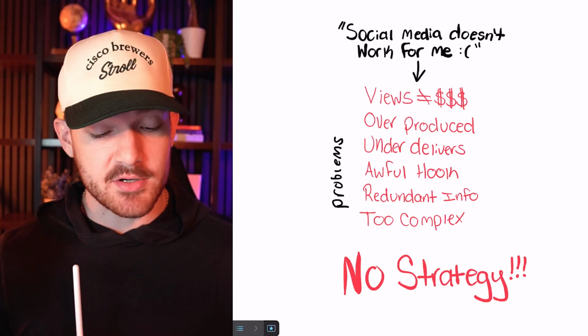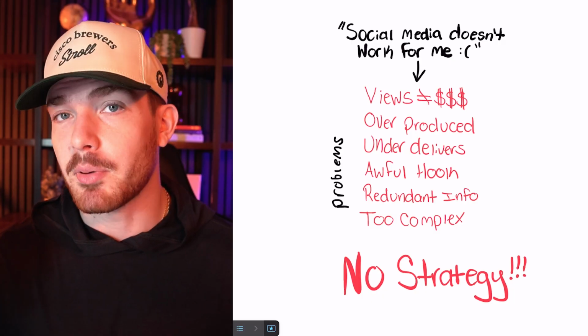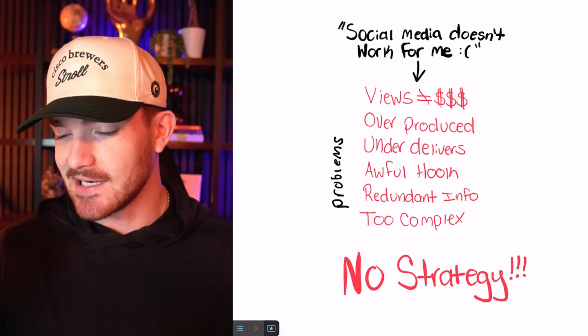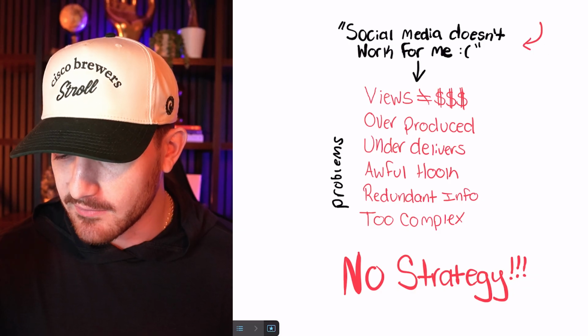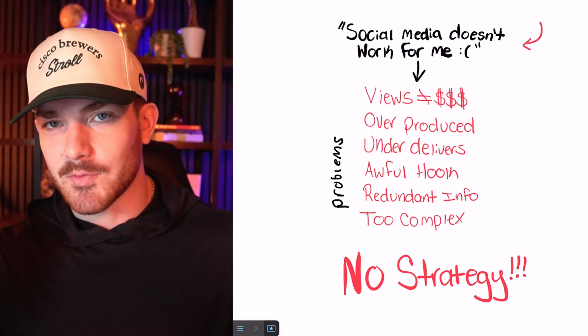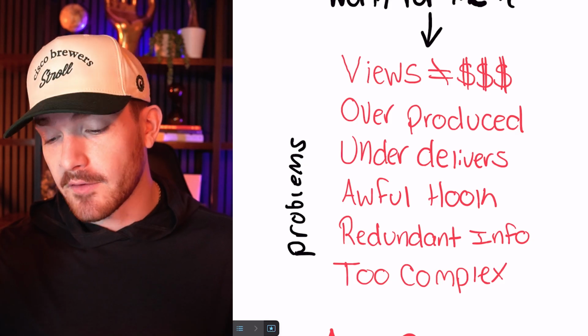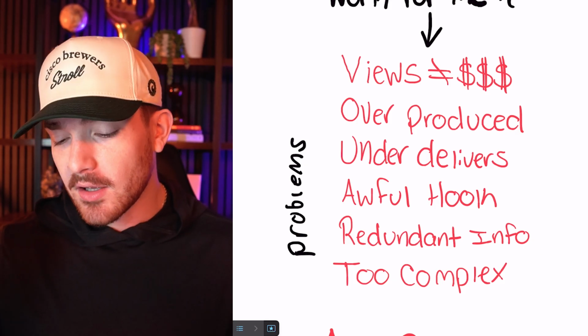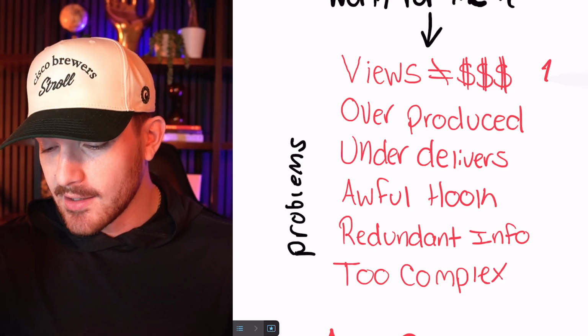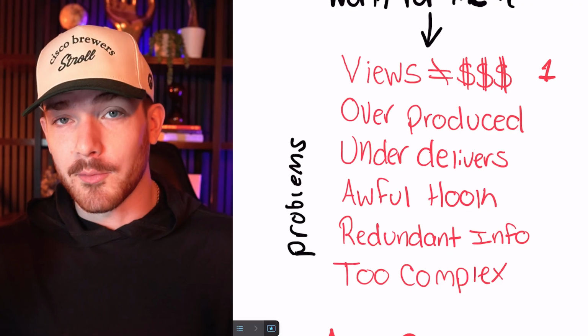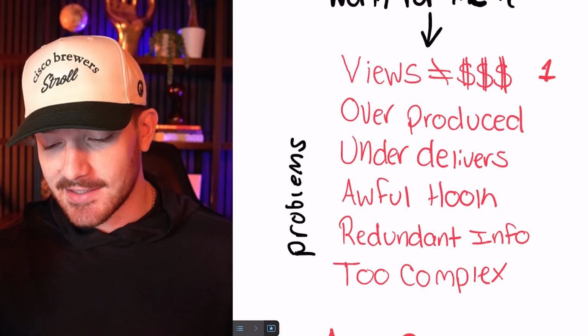So a lot of content creators, business owners, entrepreneurs, they've been posting for such a long time and have not seen any results. So they ultimately believe that social media just doesn't work for them. And if you're not seeing success on social media, it's likely because your content falls in one or many of these 6 categories. You, 1, think that views equal more money for your business. That is not the case.